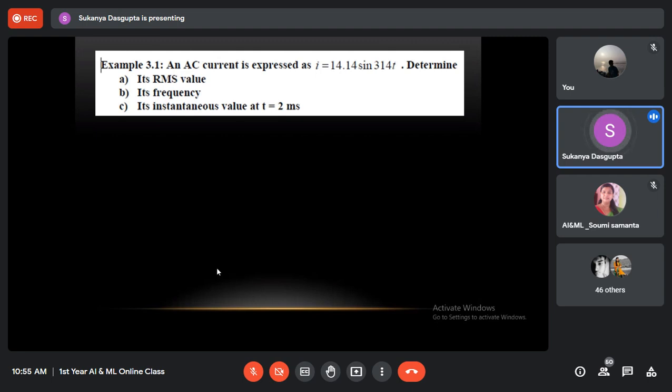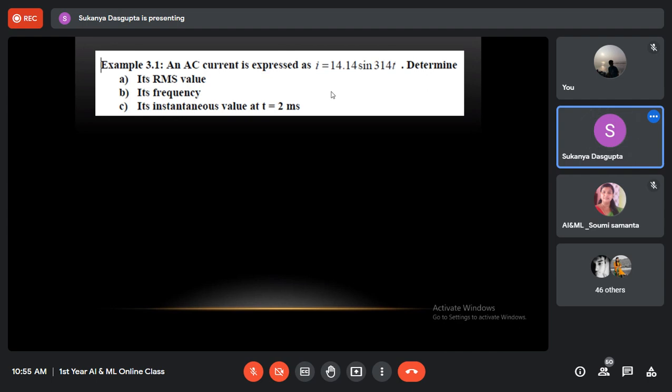Now let us see one example, one problem. An AC current is expressed as I equals 14.14 sin 314t. Determine its RMS value, its frequency, and its instantaneous value at t equals 2 milliseconds. That means the current signal is known to us. The mathematical expression of this current signal is given in the problem. So first we'll check the frequency.